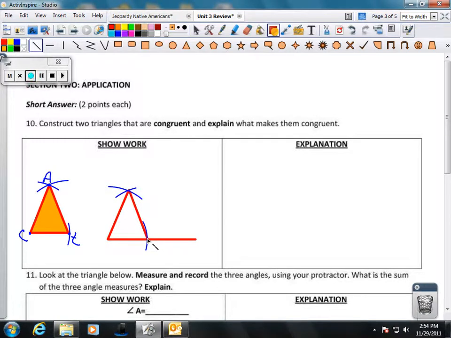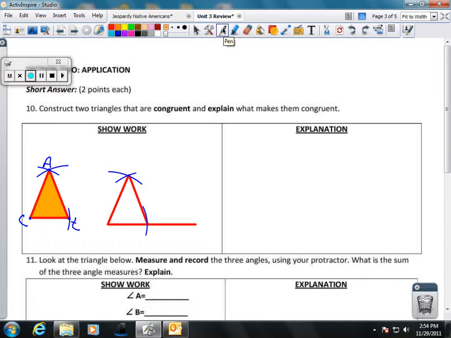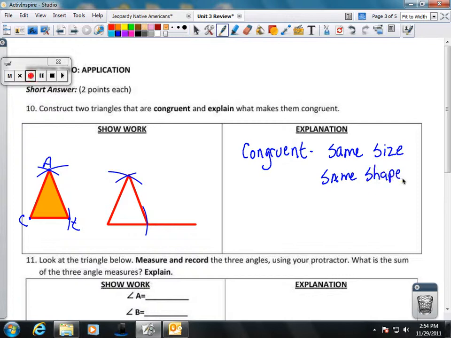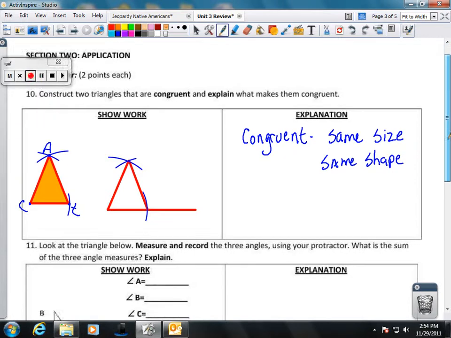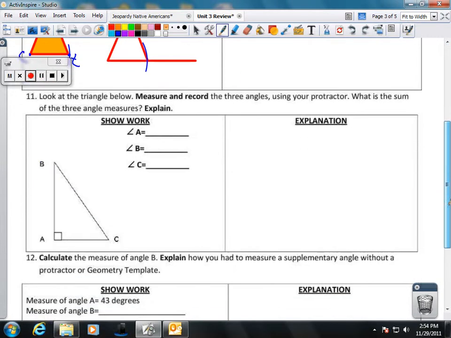I have created two congruent triangles. The definition of congruent is when two objects are the same size and same shape. Just make sure you have both the same size and the same shape. Now we're going to move down to problem number 3.